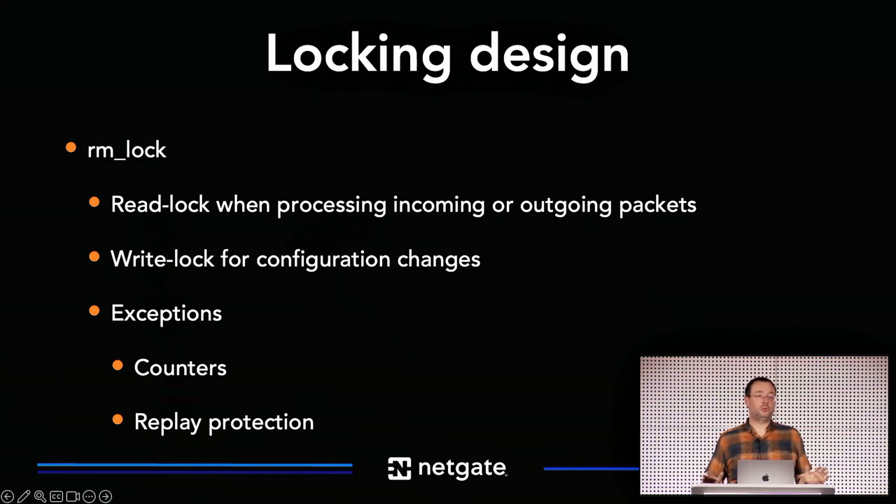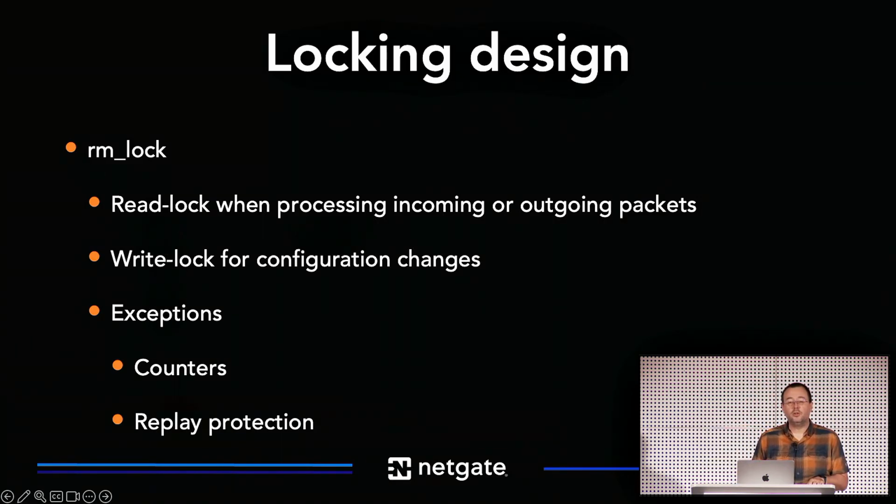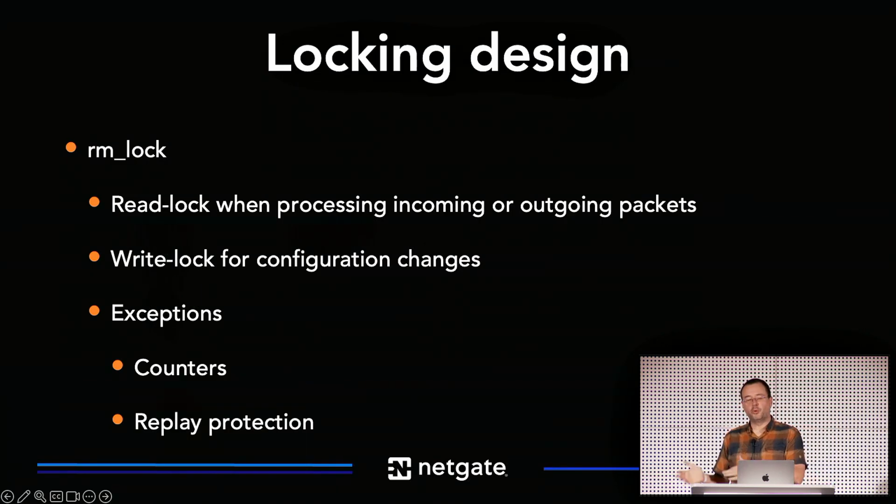That means that there is absolutely no locking required, there is no coordination required between CPUs, which is also an expensive thing to do. There's no coordination required until you get to the point where you're trying to read those counters. But again, we might transmit or receive 100,000 packets before the user goes and looks at how many packets have been there. The final exception is replay protection.